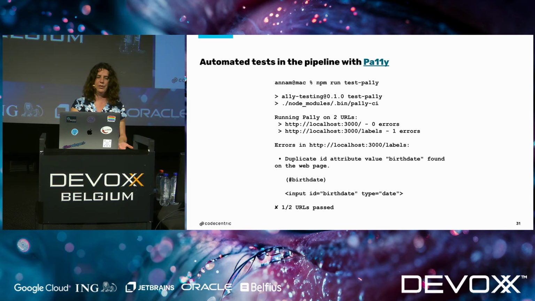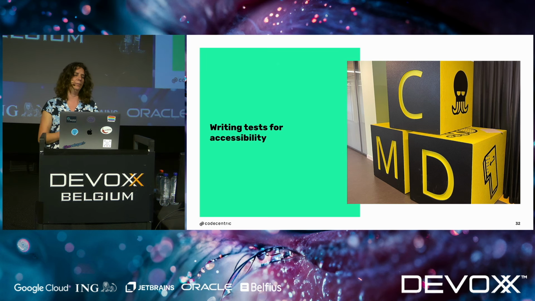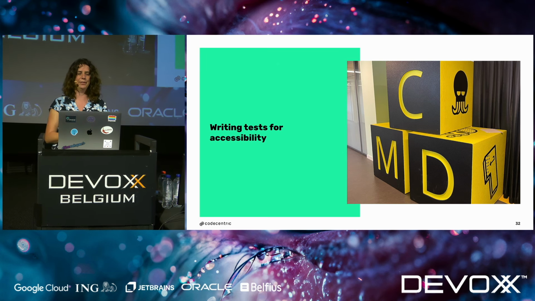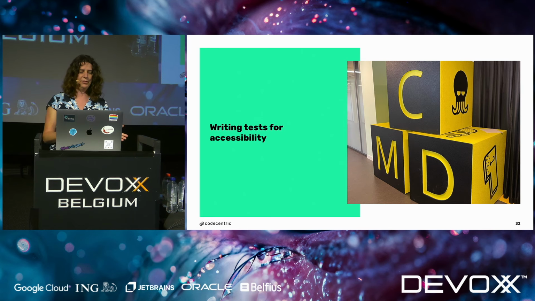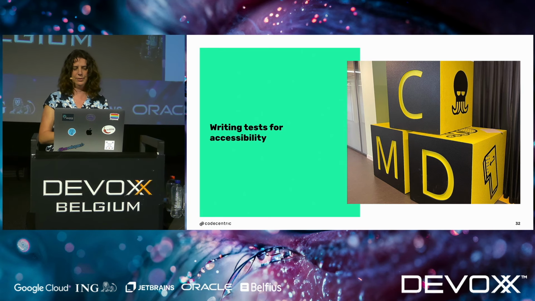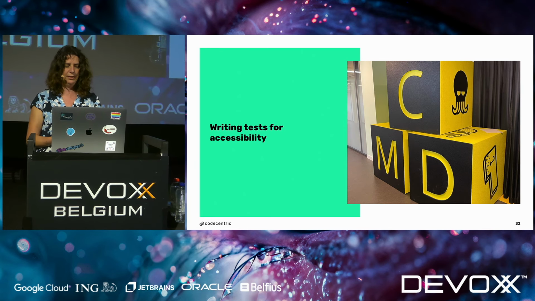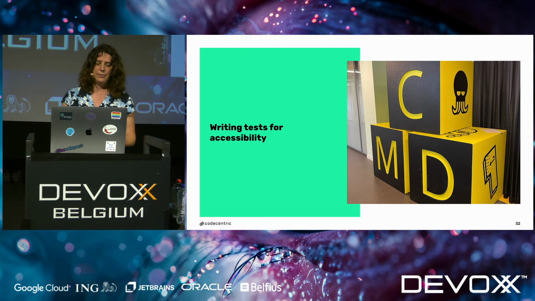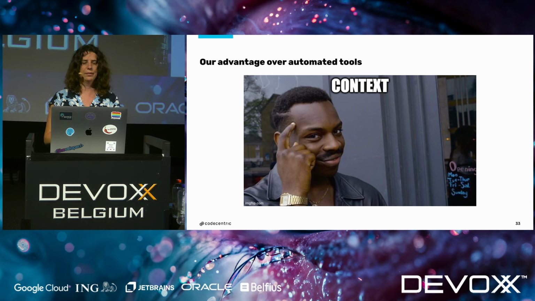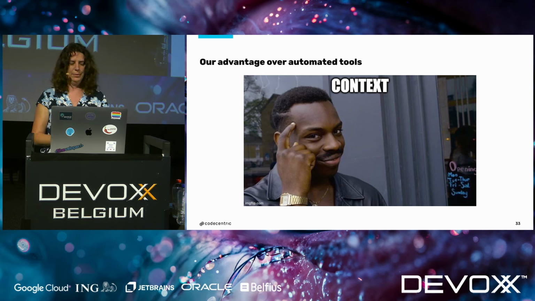This is for the automated tools, and I don't know about you, but I was not very happy with these 20 to 30% coverage, so I wanted to come up with more ways to test for accessibility. The one big advantage that we have over the automated testing tools is we have context, because we are building this app and we know how it should work, we know how the user should interact with it, and the generic tool does not know that. And with this knowledge, we can write tests for accessibility.